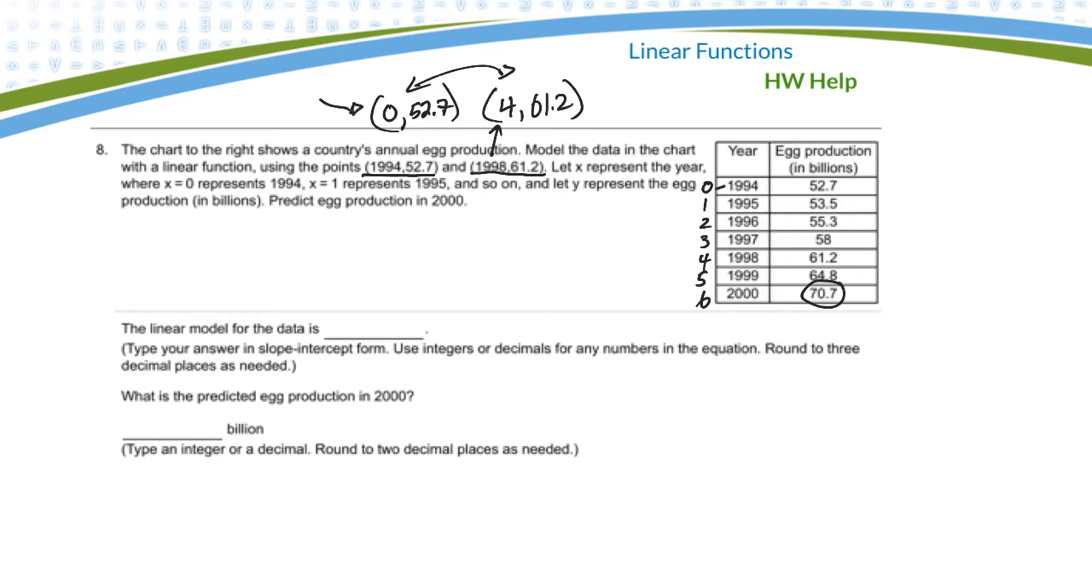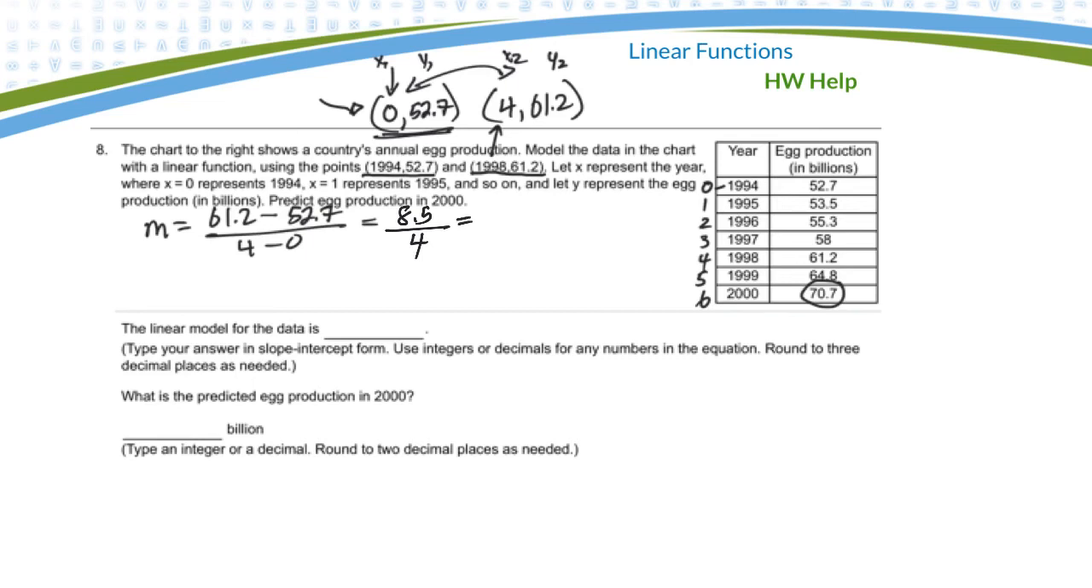This point is real nice, though, because it's the y-intercept, because the x is 0. So I already know the b value is 52.7. I just have to determine what the slope is. So let's do that. Let's call this x1, y1, x2, y2. So y2, 61.2 minus 52.7 over 4, take away 0. So at the top there, that'd be 8.5, I think, over 4. So my slope is 8.5 over 4.